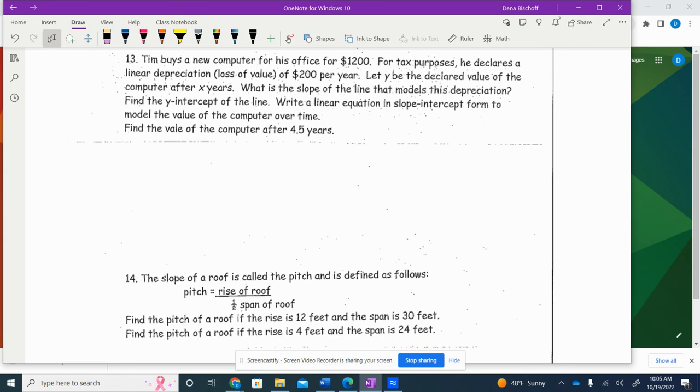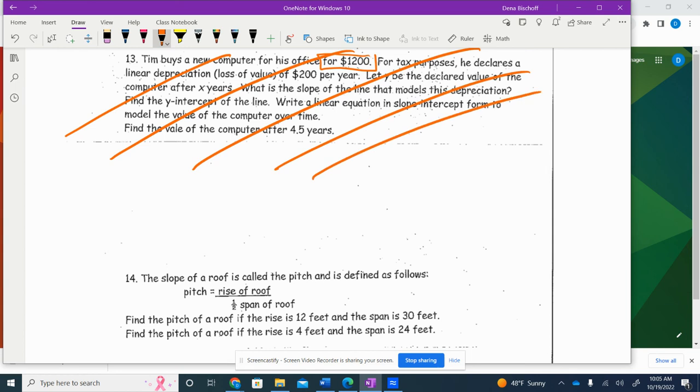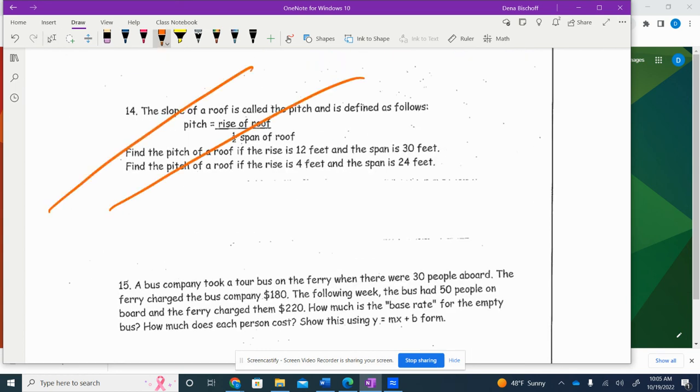Okay. So number 13, I'm going to buy a new computer for $1,200. We're going to skip this. Skip. Number 14, skip.